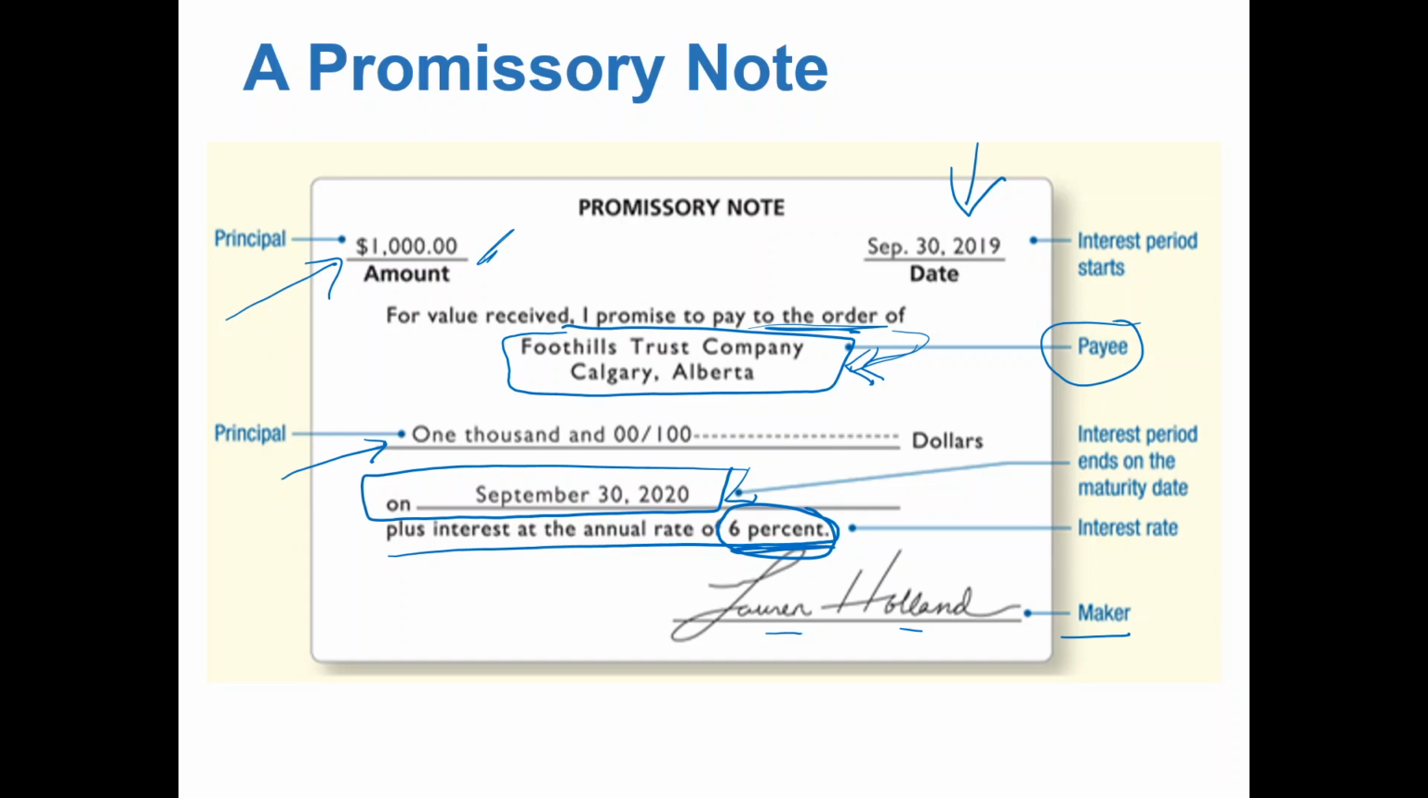So this one's really simple. An actual promissory note you might see in real life would have probably several pages that go through additional terms and all of the details of what happens if you don't make the payment and so on.